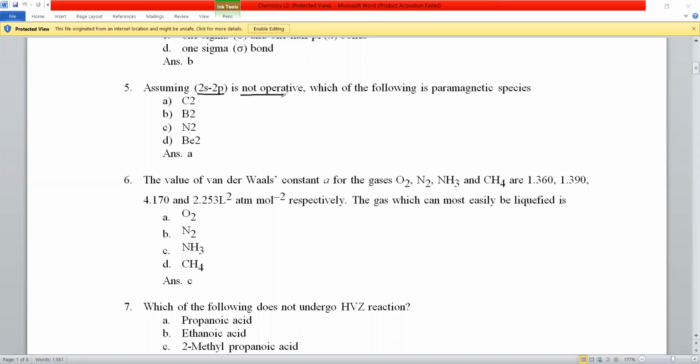Assuming 2s2p is not operative. Very good question, students. 2s2p is not operative. Which of the following is a paramagnetic substance? So 2s2p is not operative means we have to take the symmetrical diagram according to MOT. So intermixing of orbitals is not there, so we have to take a symmetrical diagram.